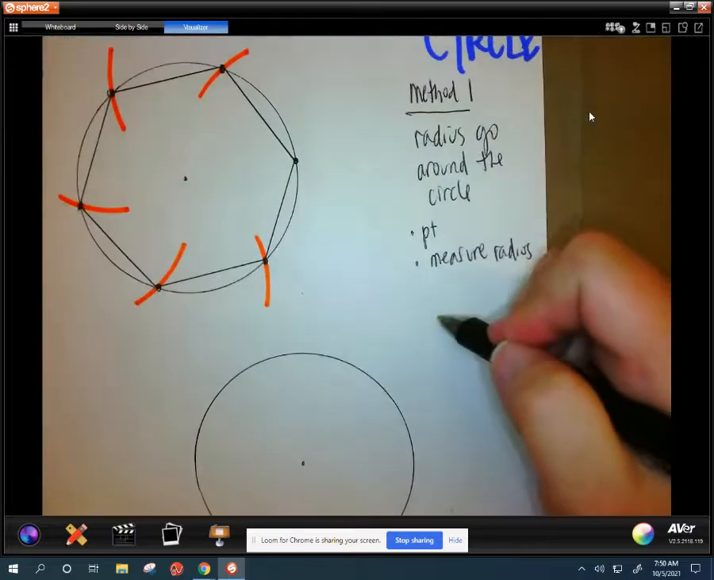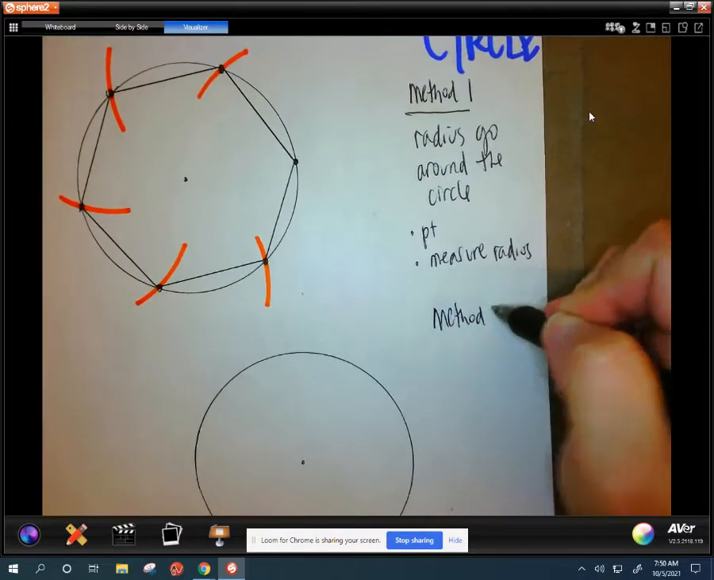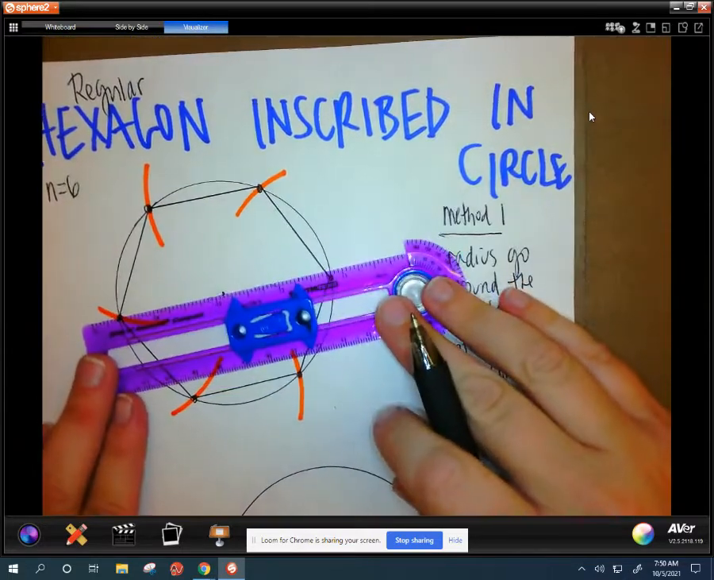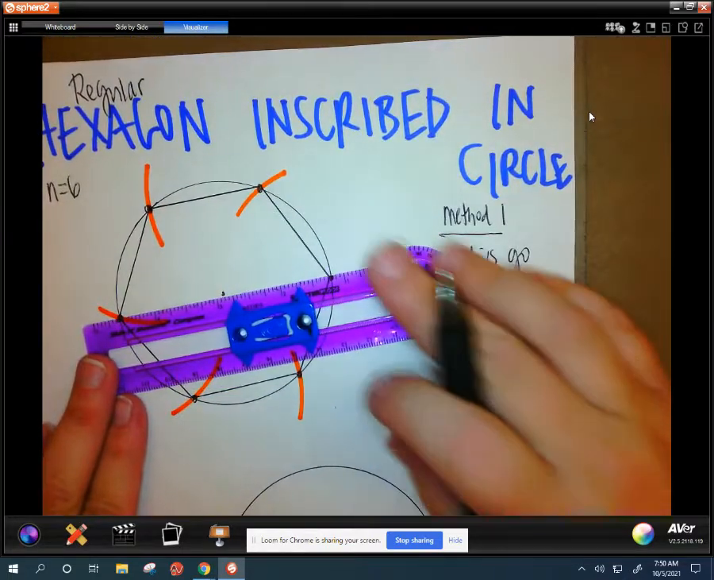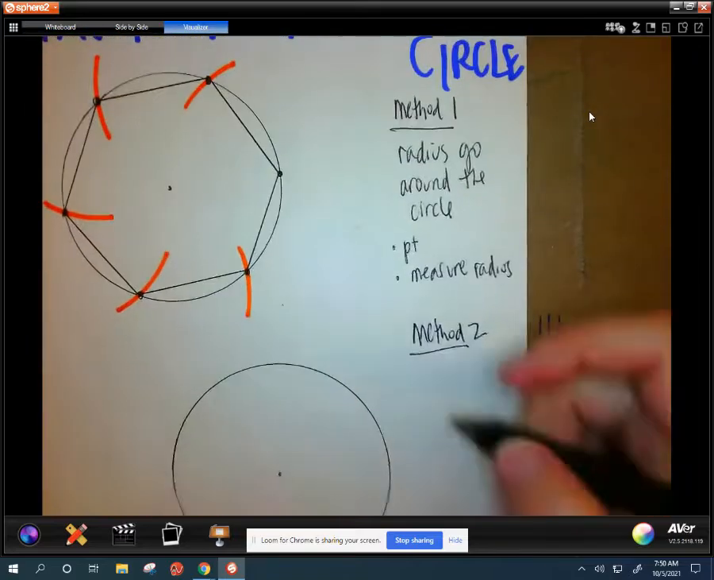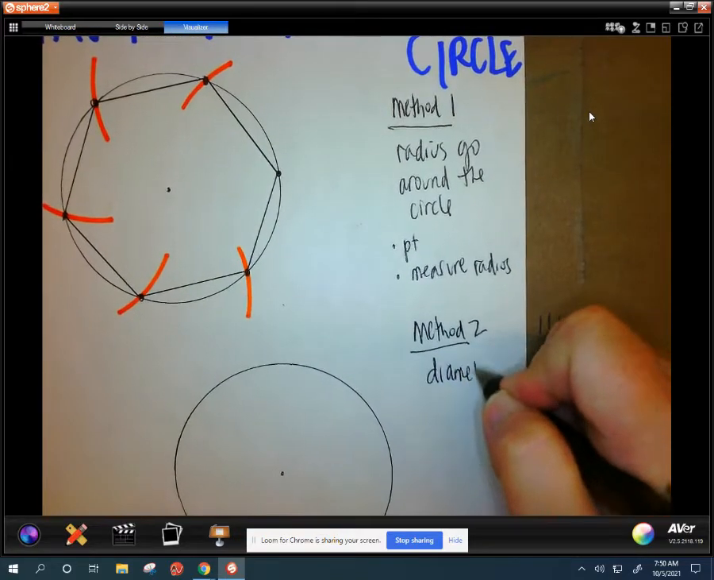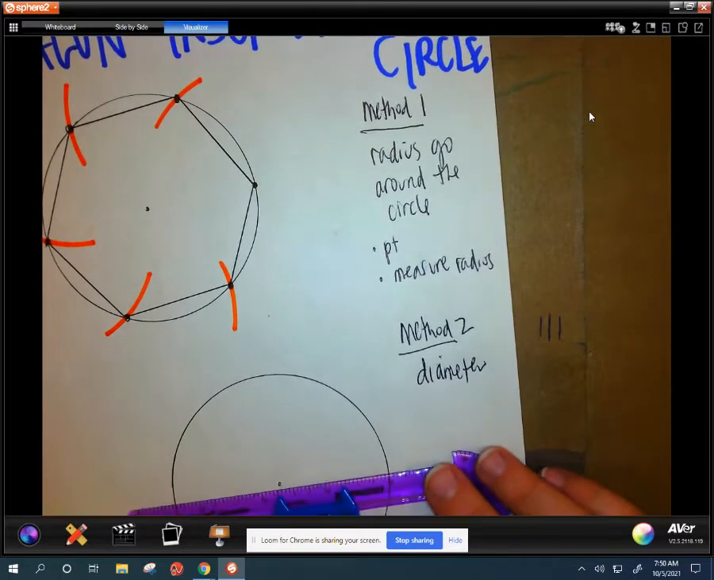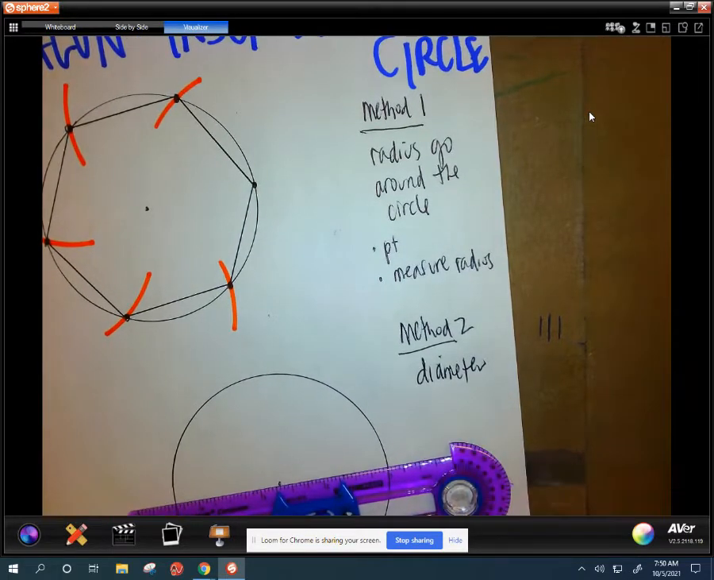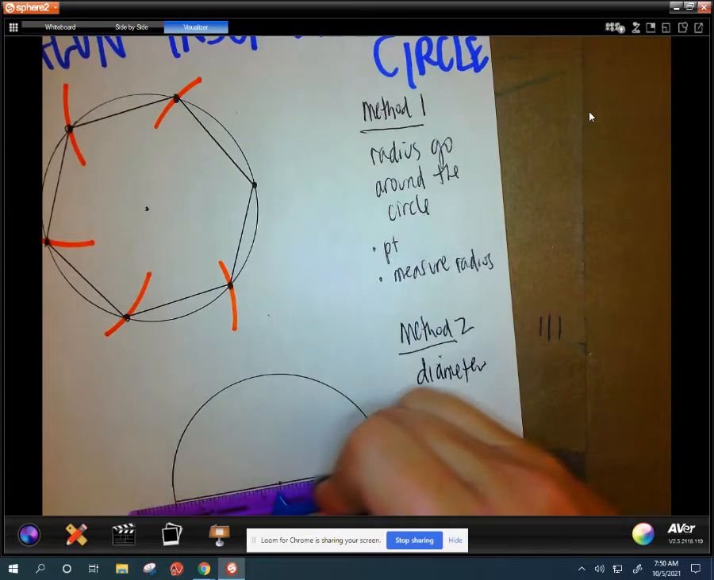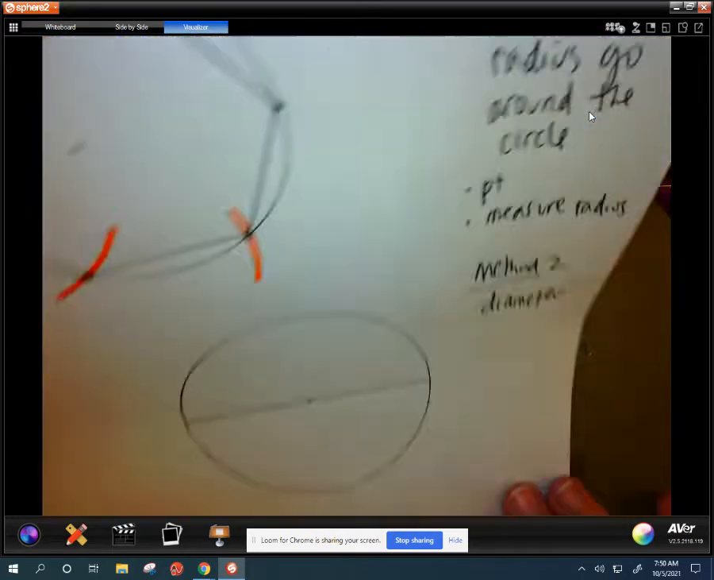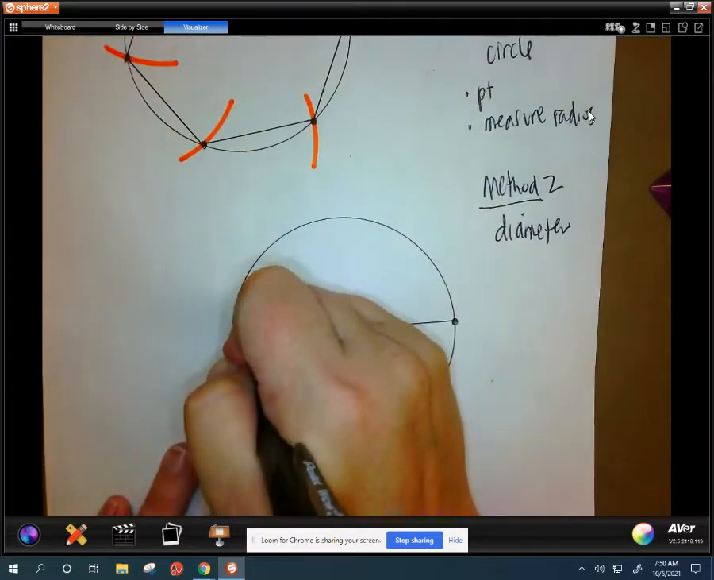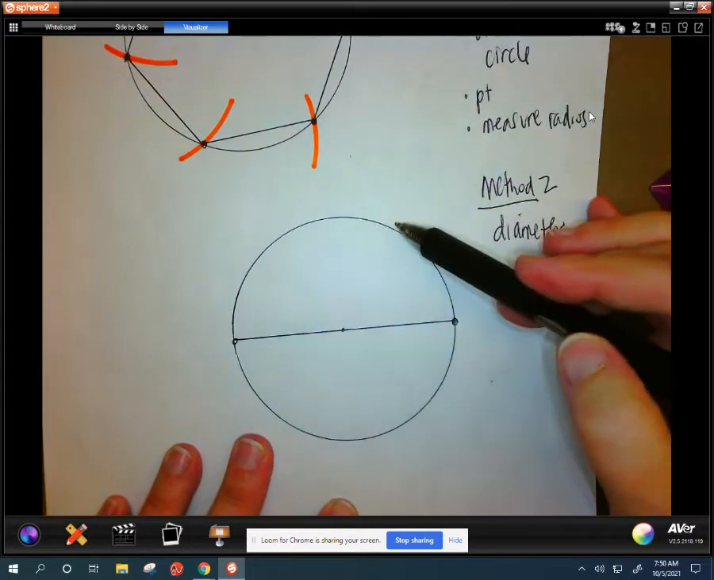All right, so method 2 is this. If you notice in this one, it's almost like our 2 points are diagonal across from each other, which is what should happen. So we're going to use the idea of diameter to help us with this. The first thing you're going to do is draw a diameter. And there's 2 of the points. So I'm missing points up here and here.